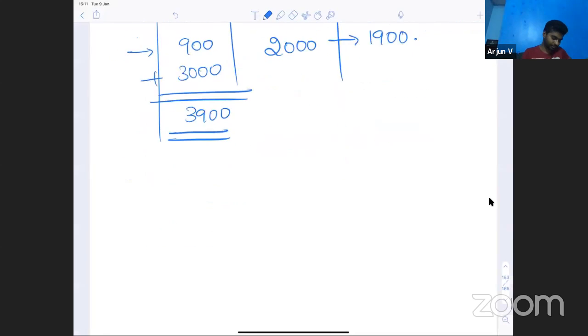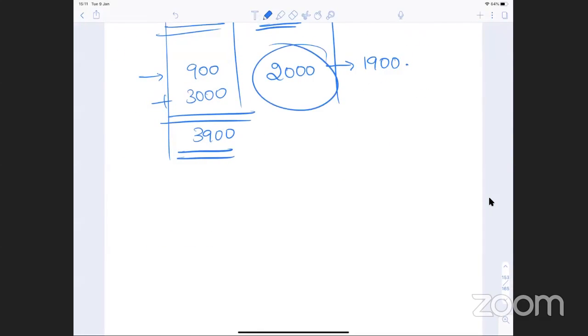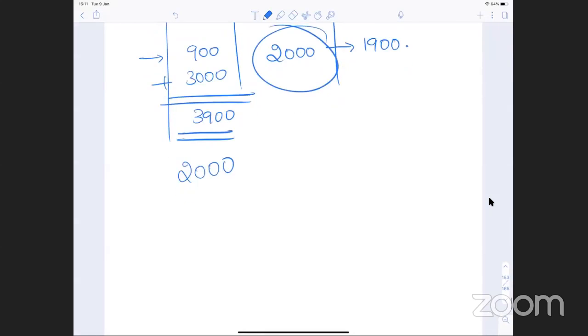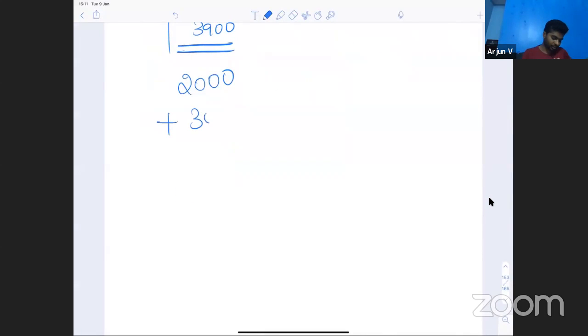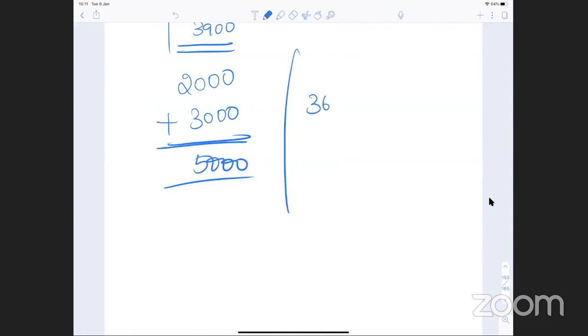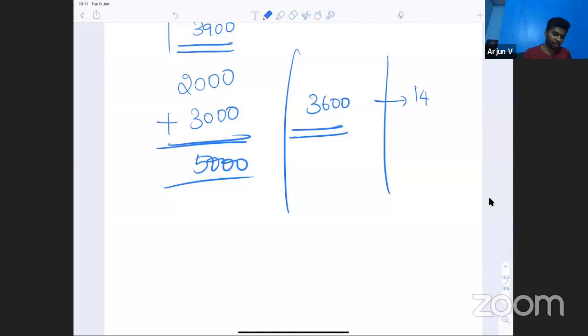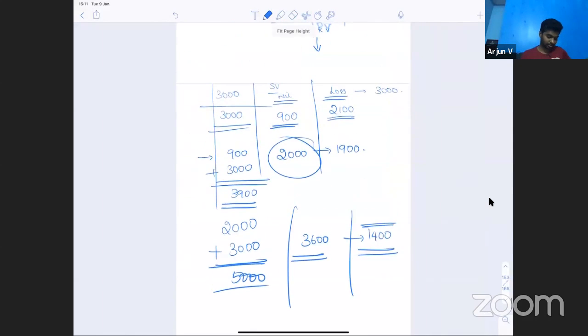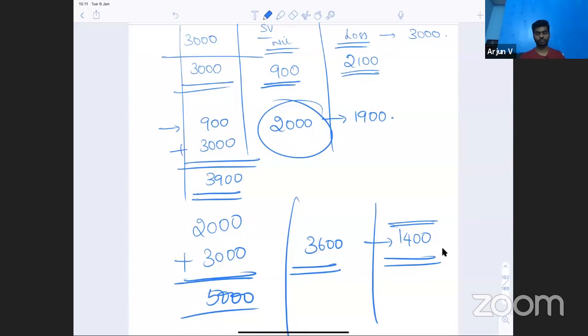Last year, I have an opening balance of 2,000. I paid again 3,000, so the total value is 5,000. I saw the surrender value was 3,600, so I suffered a loss of 1,400. Should I repeat this again? Guys, did you understand this table or do you want me to explain again?